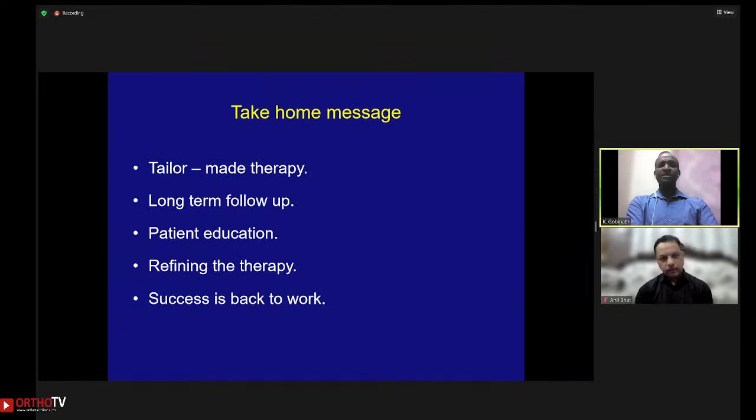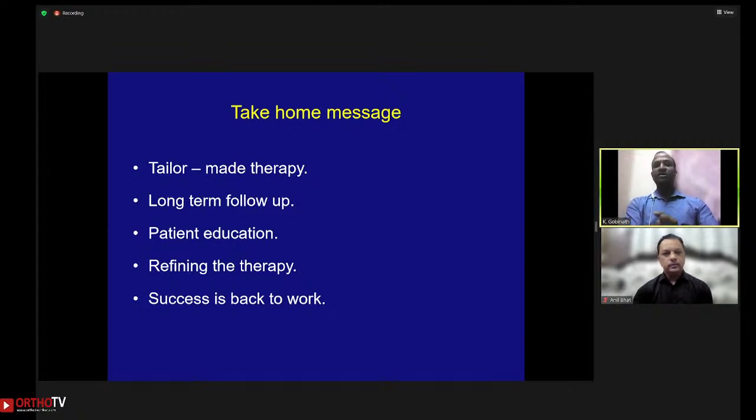So the take home messages are that each injury is different and each repair is different. So each patient's therapy has to be customized, and the interventions given according to the repaired structures, and it needs long-term follow-up. And definitely we have to educate the patient on how long it takes, as well as the therapy. It's not only the therapist who does the therapy. The patient also has to cooperate and do the therapy at home, and every time we have to examine and refine the therapy.